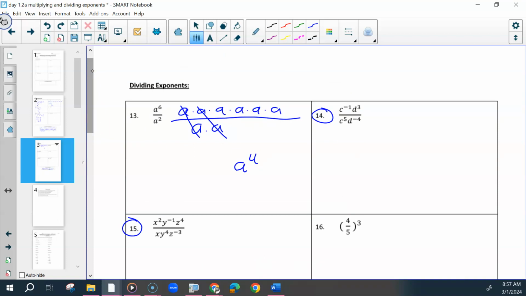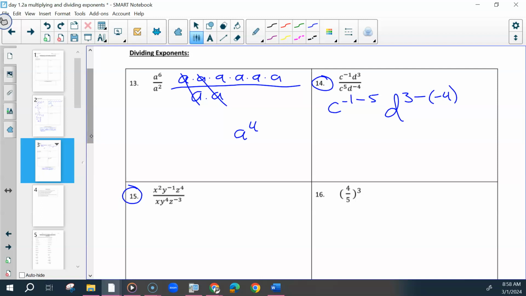When you see problems like this, you can deal with the negative exponents first, or you can deal with them last. How you do that is up to you. If you want to deal with them last, and we're dividing, we're going to subtract the exponents, so I'm just going to set up what that would look like, but you don't have to write this part. This would be c to the negative 1 minus 5, and b to the third minus a negative 4. Remember, you're subtracting no matter what. So then our new exponents would be what? C to the negative 6 and b to the 7.